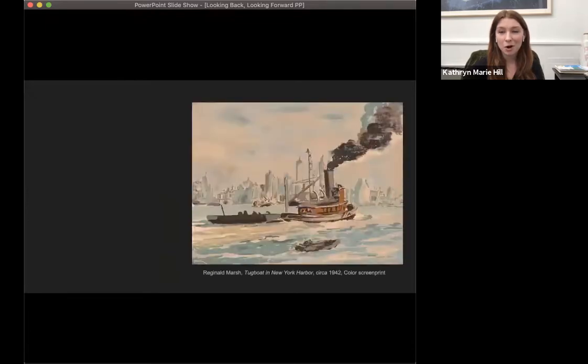Tugboat in New York Harbor, painted 20 years after Arms's Gothic Spirit, illustrates the evolving attitudes and technologies present in American culture, industry, and art. The color screen print by Reginald Marsh displays the ambition and success of New York Harbor through new industrial technology. In the center, the enterprising ship, painted in yellow and black, is at the forefront of the composition, gliding through choppy waves of the port.